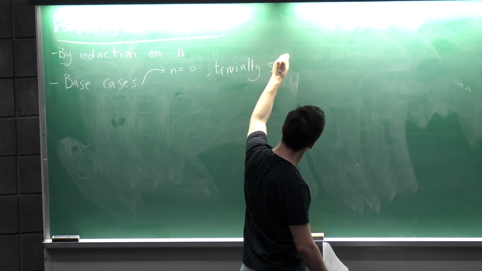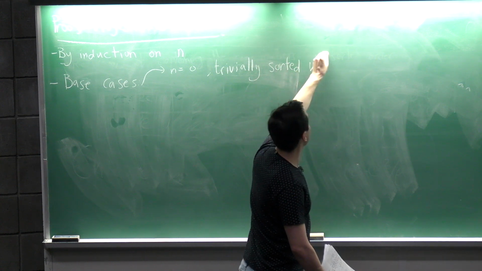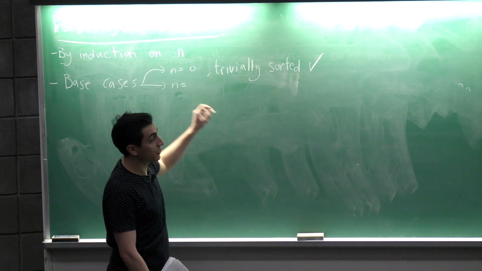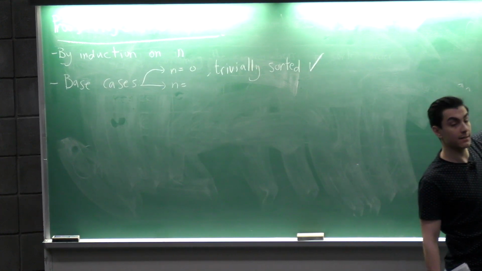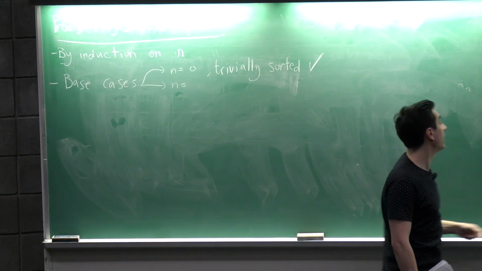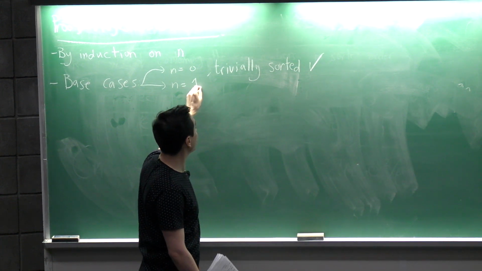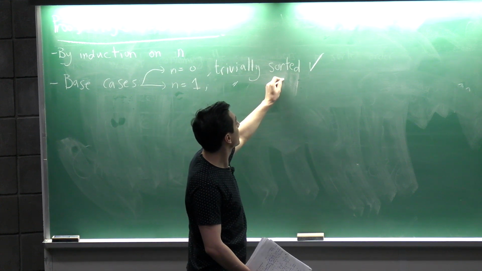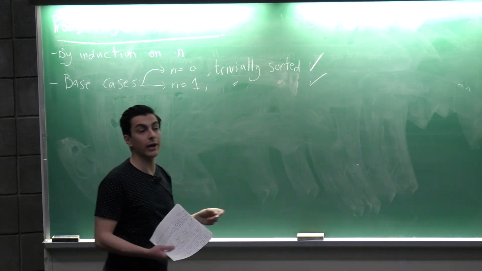Sorted, which means it's correct. What if we have one element? Because you can look here, right? We have two base cases, and can be 0 or a 1. Well, if we have one element, then it's the same thing. One element is trivially sorted. So the base cases are correct.